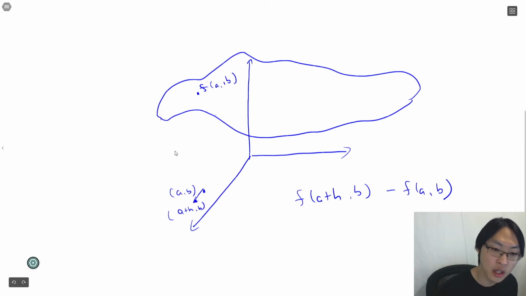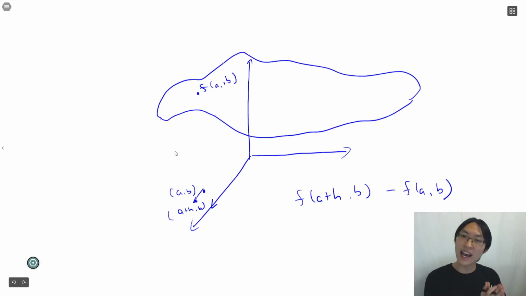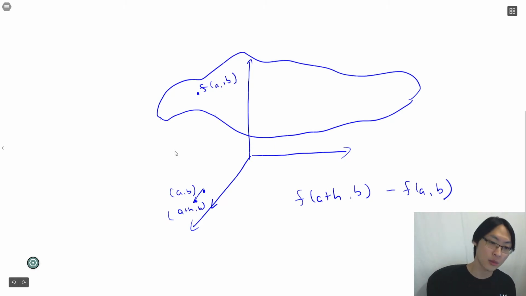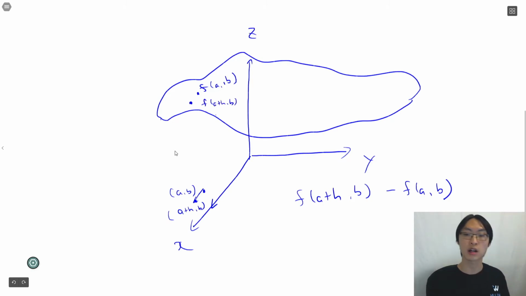And this is along the x-axis, right? Because you're only adding a little bit to the x component of your function. It's a plus h, which is over here, along the x-axis. So then f of (a plus h, b) is going to be over here. And so the difference in these two points is going to be this z difference over here. And what we have is this h component, this distance of h along the x direction.